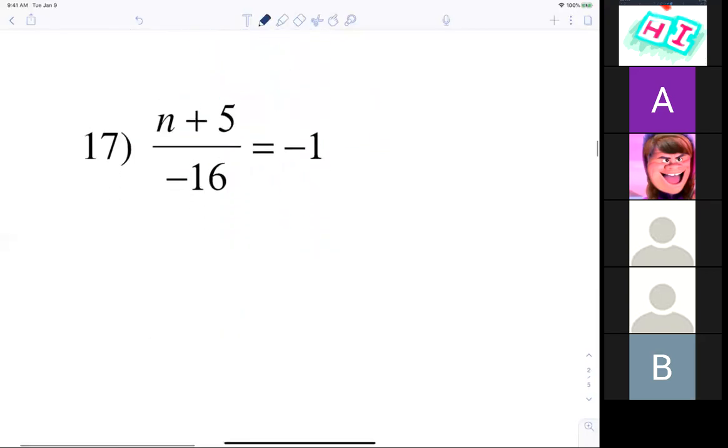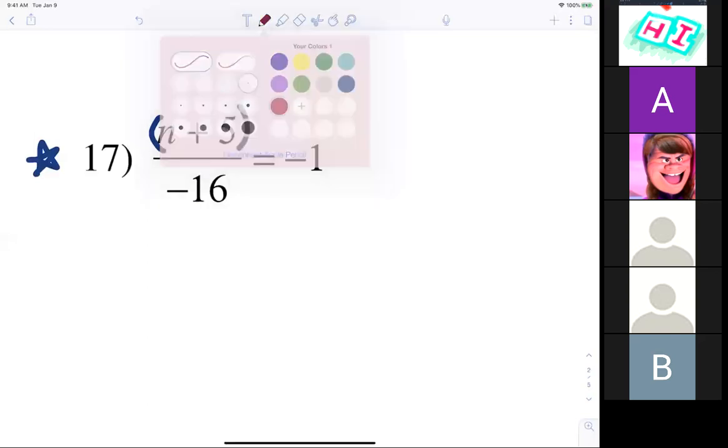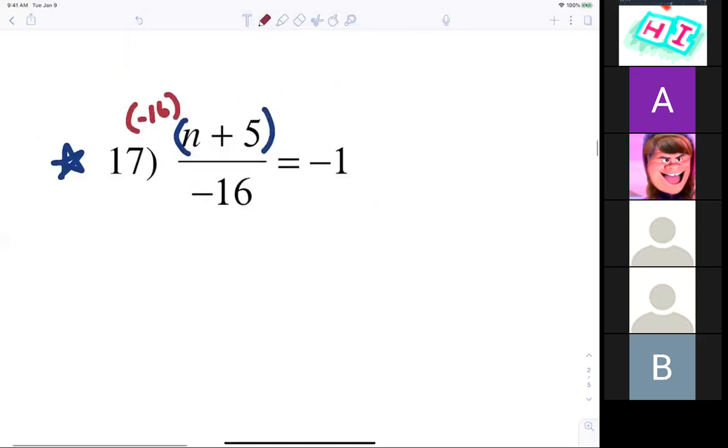All right, here we go. Now we have this type of problem again. Remember I told you it was a little bit different because we're dividing this entire quantity. So what do I have to do first? Who remembers looking back at the notes? You multiply by -16. That is correct. Now when we do that, times -16 divided by -16 cancel, and we're left with n plus 5 equals 16.